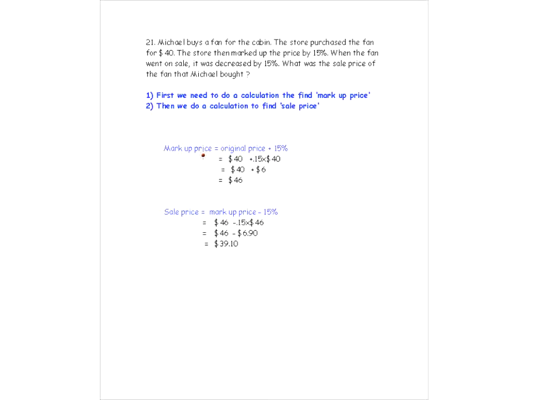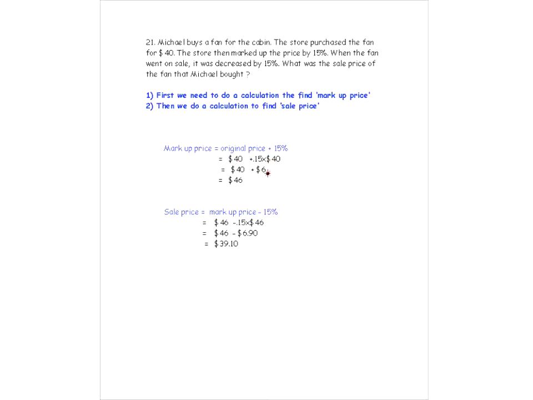So first we found the markup price by finding the original price and adding 15%. Now notice when we add 15%, it's 15% of $40, right? Okay? Now of always means times in math, right? So it's 15% expressed as a decimal times the $40. And again, remember, percent always means divide by 100, right? So if we divide 15 by 100, we get 0.15. So that's why it's 0.15 times 40. Okay, so that's how we do this.